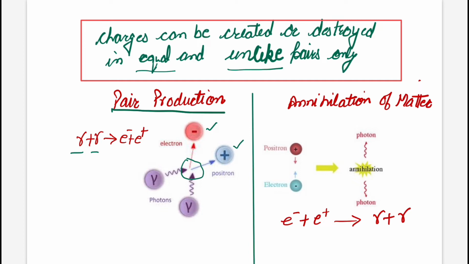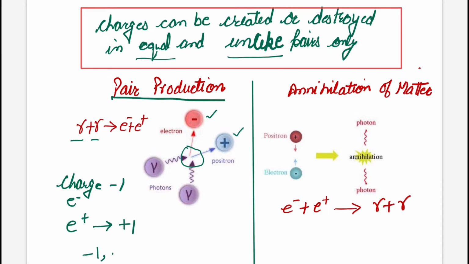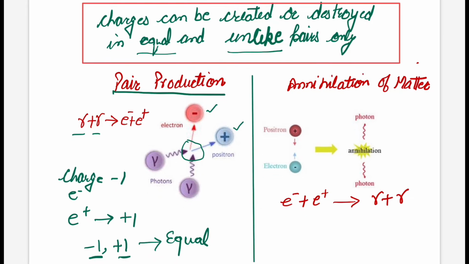So, what is the charge on electron? Charge on electron is -1. Right? And what is the charge on proton? The charge on proton is +1. So -1 and +1 are equal in amount, but they are unlike because one of them is positive and another one of them is negative. So these are equal and unlike charges which are created during the process of pair production.